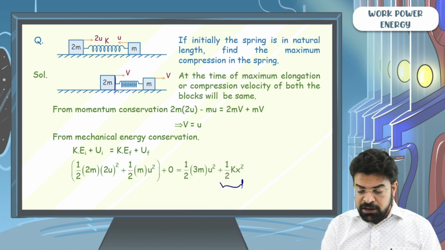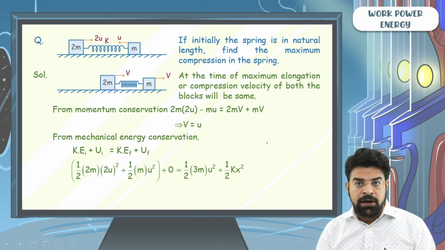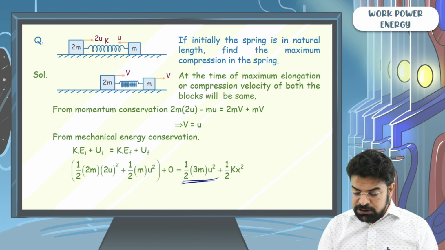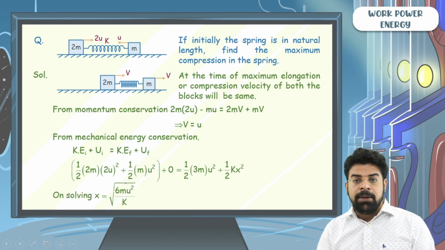Let's say the final compression is x. So the spring potential energy is half kx square. Again, bringing this term to the left hand side and solving, you will get x equal to under root of 6mu square by k.